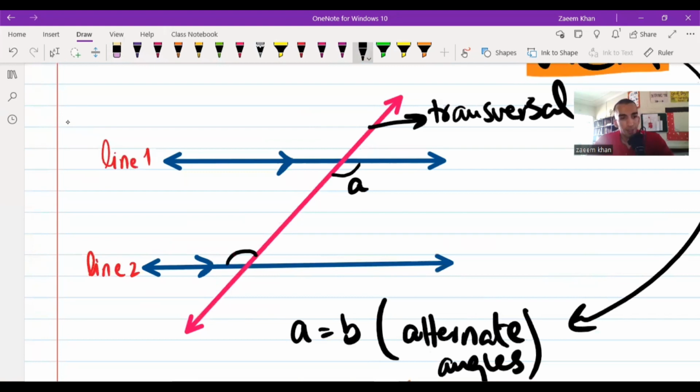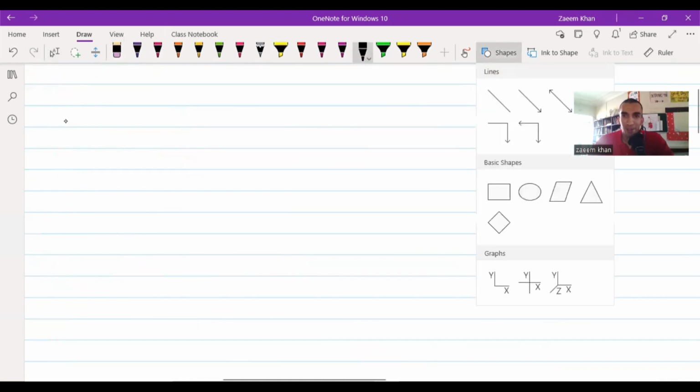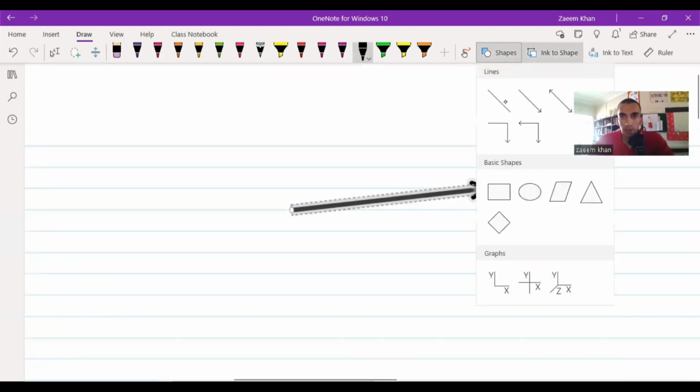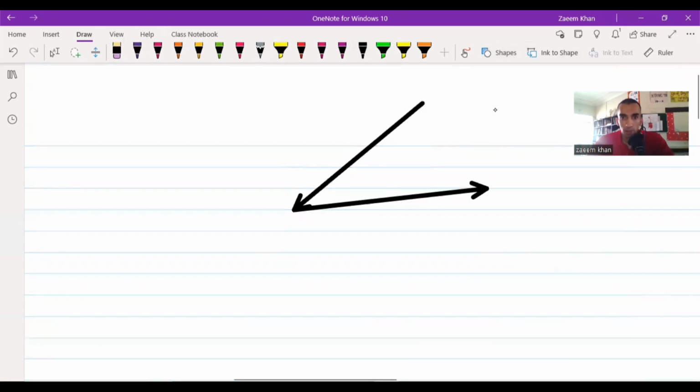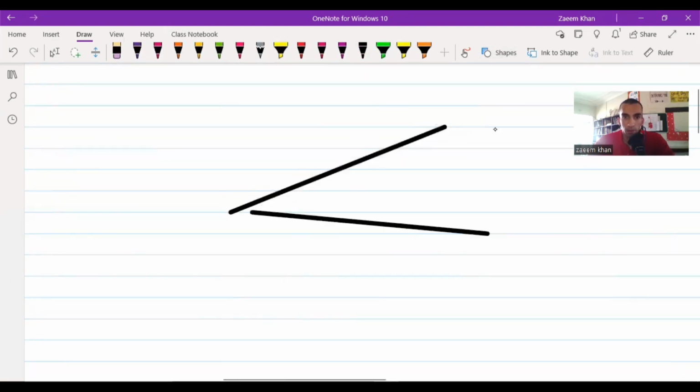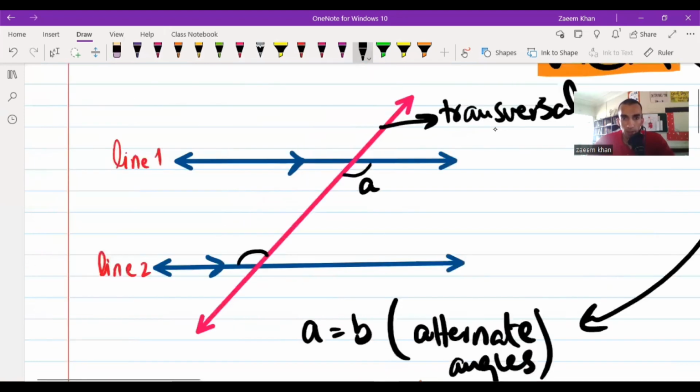Now, whenever two lines intersect, what do they form? What topic are we studying? Angles. Whenever two lines are going to meet like this, I'll just use basic lines. Whenever they meet, they'll make an angle. Does that make sense?